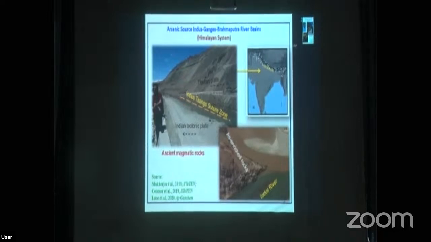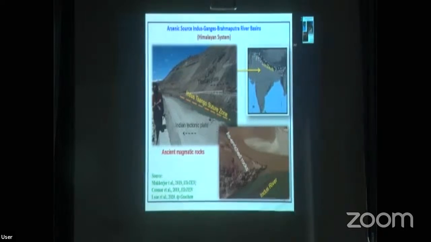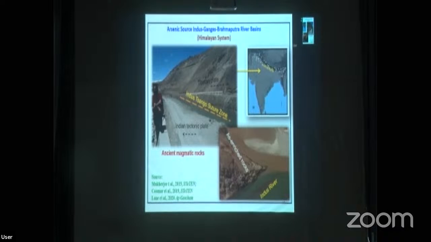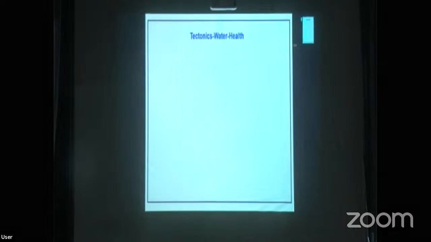That's the Zanskar River and the Indus River for context, where you have all these arsenic rocks that were released 60 million years back, and then, through a very complicated series of geological processes, got transported and became the sediments where we are standing today in Kolkata and the eastern and northern part of the country. So, the last slide.